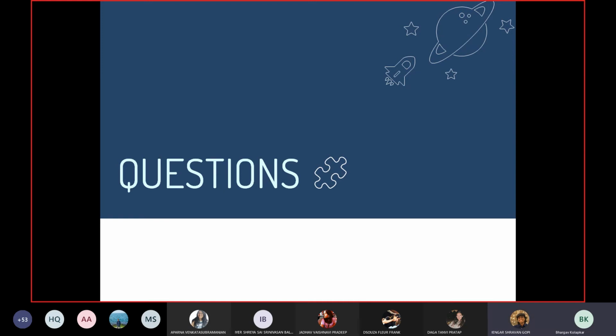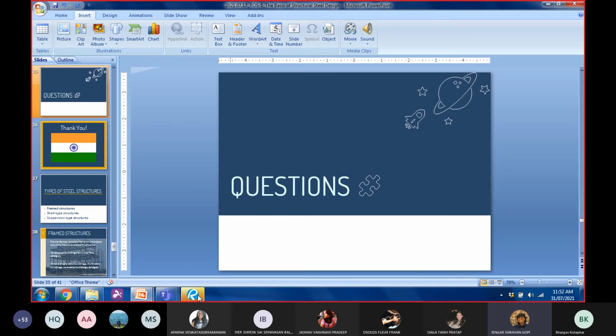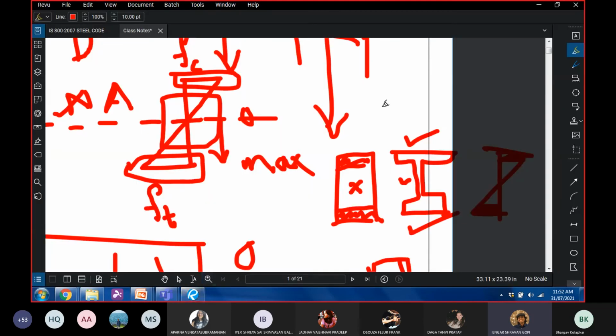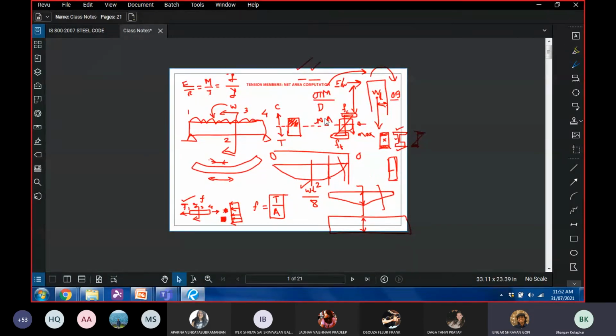Is the neutral axis a point or an axis that actually exists in a beam, or is it just something we use to theoretically understand the compression and tension? Okay.